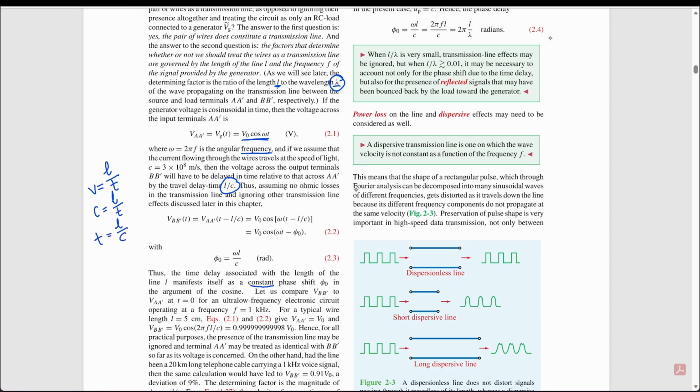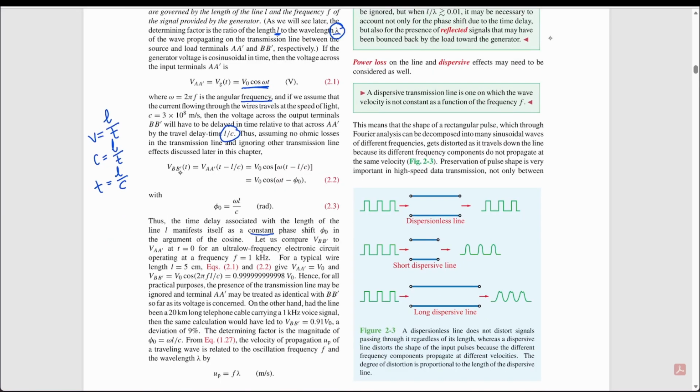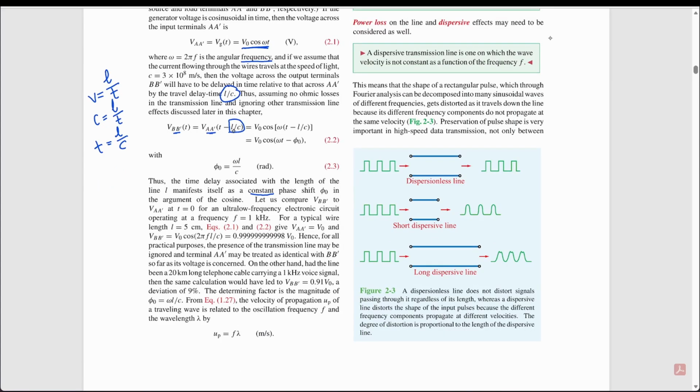Thus, assuming no ohmic losses in the transmission line and ignoring other transmission line effects discussed later in this chapter, we could say that the voltage at B is just the voltage at A delayed by the time it takes to travel to reach B, so L over C. When we plug that into A's equation, we see that B's equation is V naught cosine omega times the time minus the delay. And we could say that the phase is phi, which is omega L over C radians.